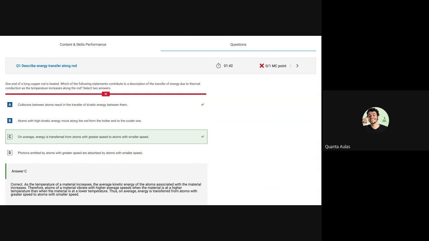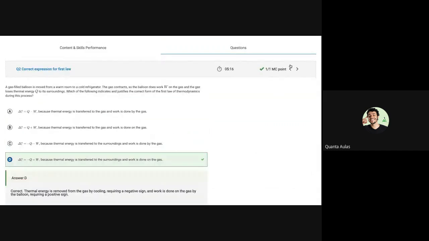Photons emitted by atoms with greater speed are absorbed by atoms with smaller speed. What? But this is not anything in this situation. Let's go to the next one. Okay, the gas filled balloon. This only works with the first law of thermodynamics.